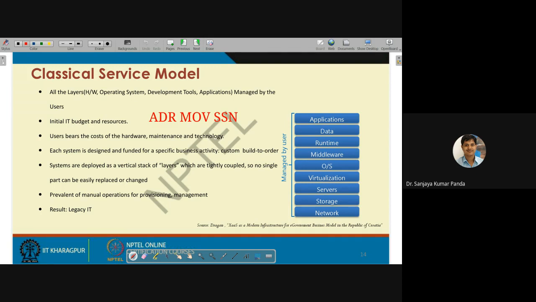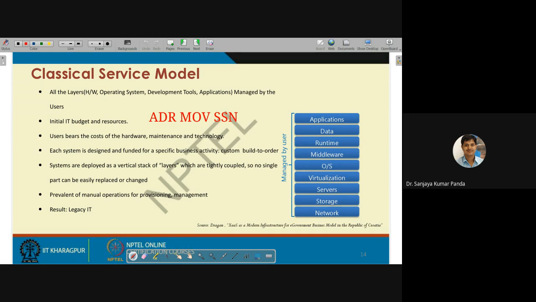Microservices will help you when a particular node, unit or component requires maintenance. It is not going to impact other components because they are loosely coupled and lightweight. But if you go for vertical scaling or a vertical stack of layers, they are dependent on each other, so no single part can be easily replaced or changed.